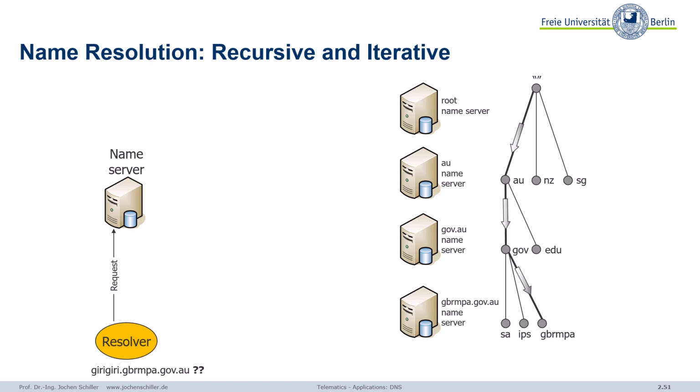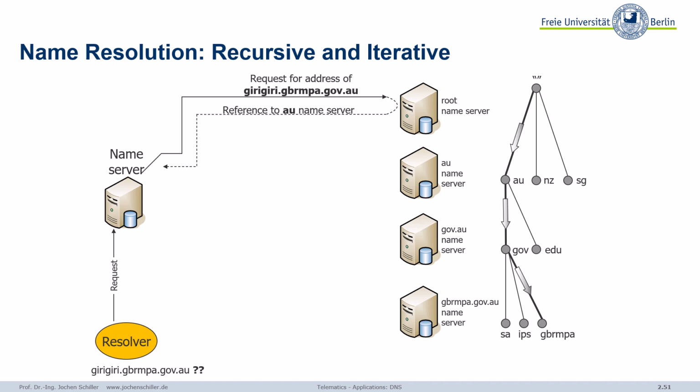That means the name server has to contact a root name server. So I have no idea. I know at least, well, the root. Yes, great. I know the root. But tell me the address of this specific computer. Root name servers don't know all the computers. But at least they know who is responsible for the top level domain for Australia.